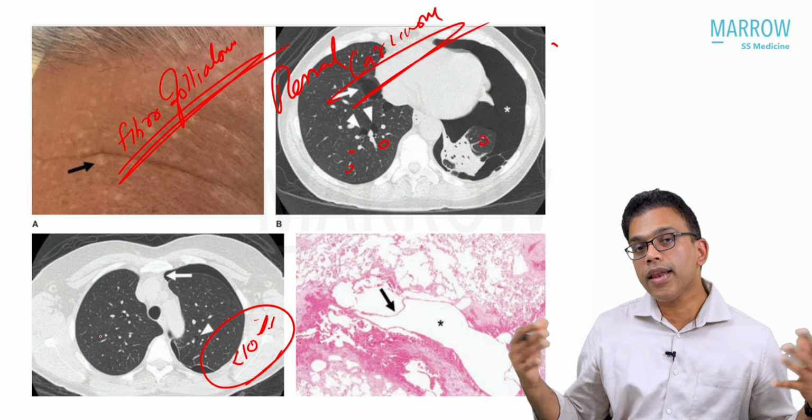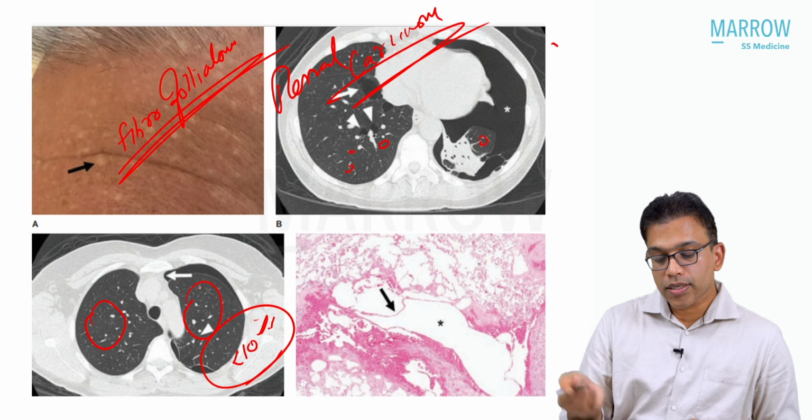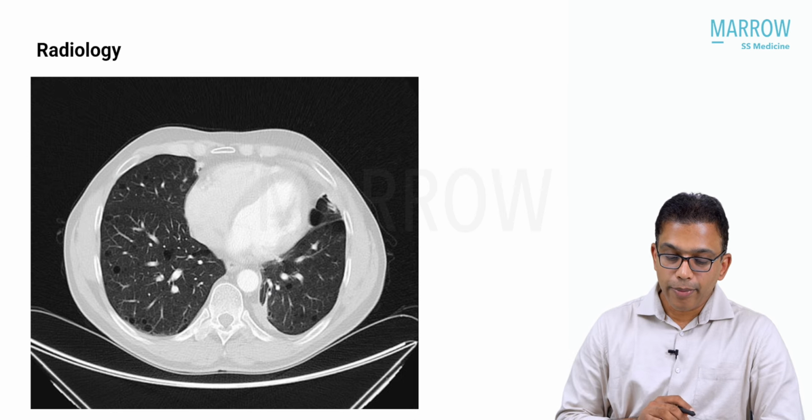and the in-between lung is very classically normal also. You can see normal lung here, normal lung here. Some of the cysts can rupture and result in a pneumothorax also. Okay, so how will you make a diagnosis?